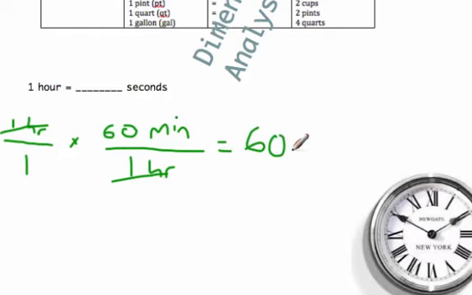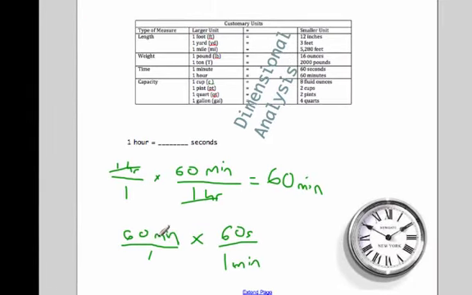Now, if there's 60 minutes for every 1 hour, how many seconds are there per minute? Well, what we would have here is 60 minutes over 1 just because that's the number that we can make it into as a fraction. And the minutes are going to cancel each other out since there's 60 seconds for every 1 minute. You just do 60 times 60, and there are 3,600 seconds in an hour.